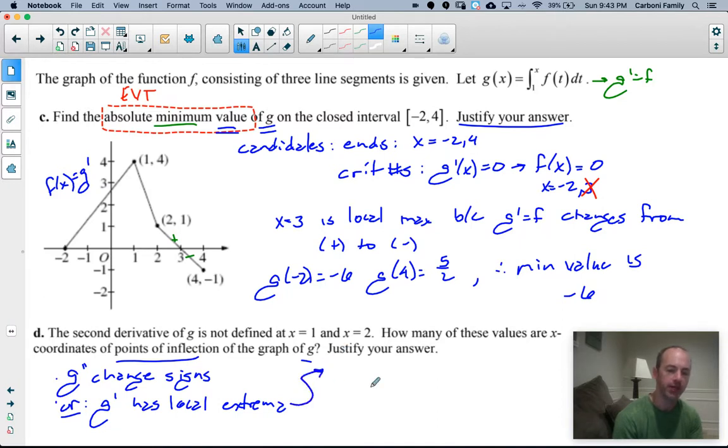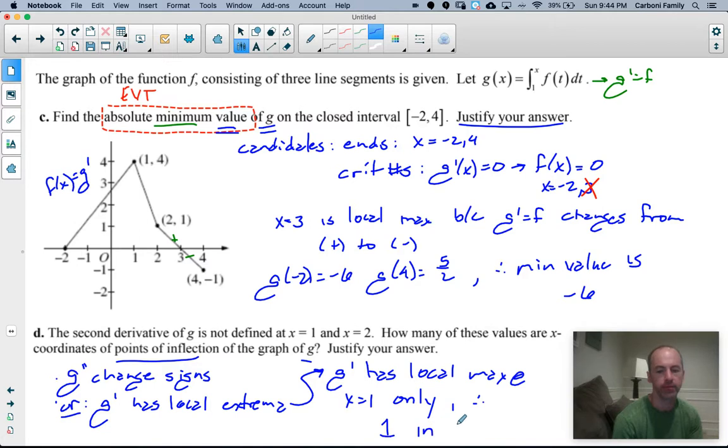And I'm going to go with that second route because I can simply look at this graph and I can see that G prime has a local max at x equals 1 only. Therefore, and this is where the question's weird, how many of these x coordinates are inflection points? There is one inflection point. If you look at x equals 2, that is a non-differentiable point. However, that is not a local max or a min for the graph that we are looking at, G prime. So that would not be an inflection point.